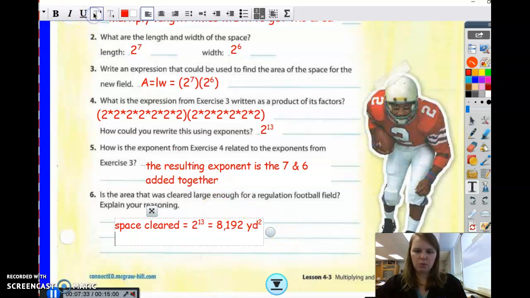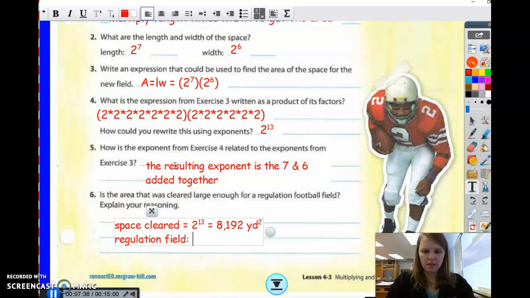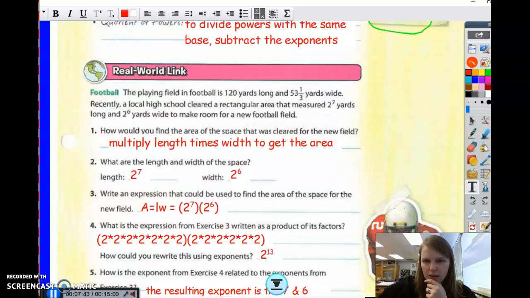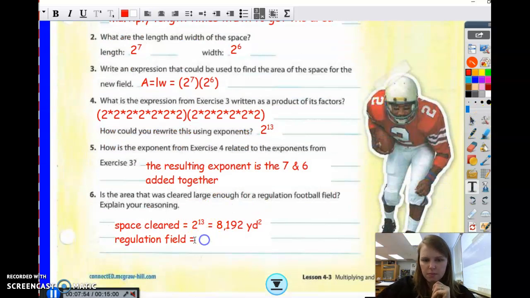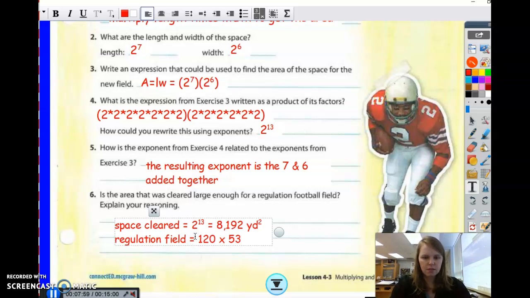So now we could say, okay, well then what's the regulation field? How would we do that? Regulation field was, let's go up to the top here, guys. Top as in right here. Regulation field is 120 yards long by 53 1/3 yards wide. So we're going to say here 120 times 53 1/3. I don't know how to do 1/3. I know you can probably type this into your calculator better than I can.